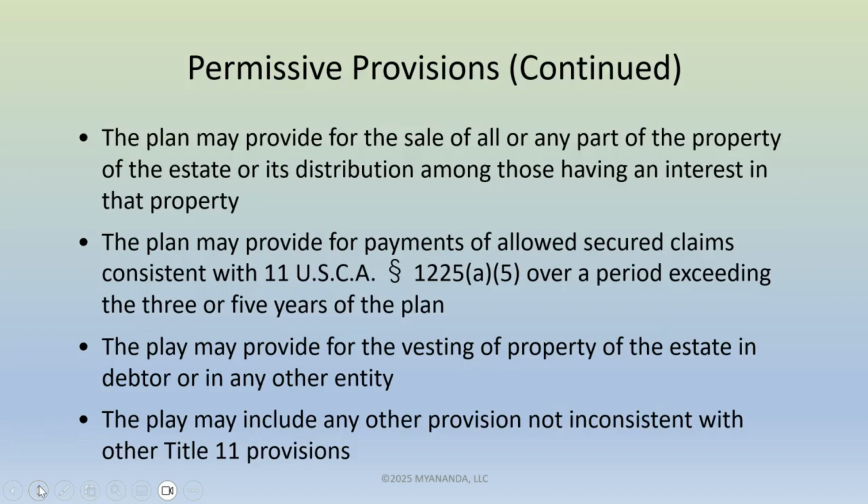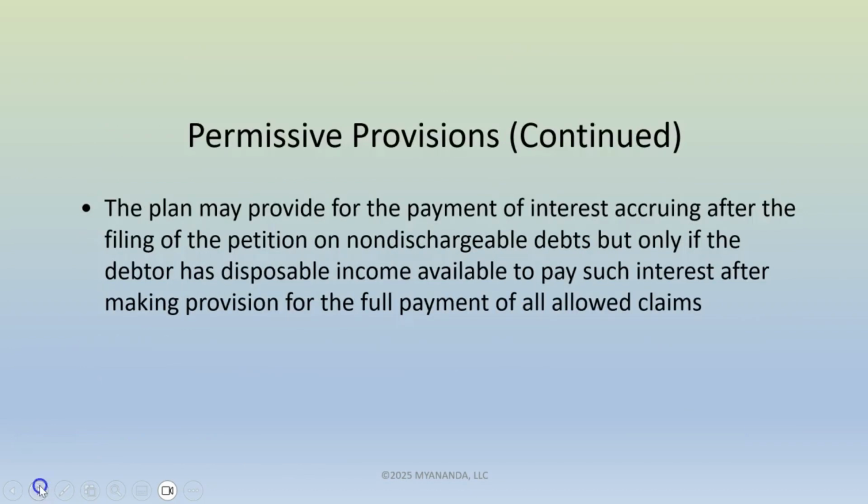Anyway, the plan can provide for the sale of any part of the property of the estate or its distribution among those having an interest in that property. The plan may provide for payments of allowed secured claims, looking at 11 U.S.C. Section 1225(a)(5), over a period exceeding the 3 or 5 years of the plan. And the plan may provide for the vesting of property in the estate. And the plan may include any other provisions not inconsistent with other Title 11 provisions. And I think there's one more.